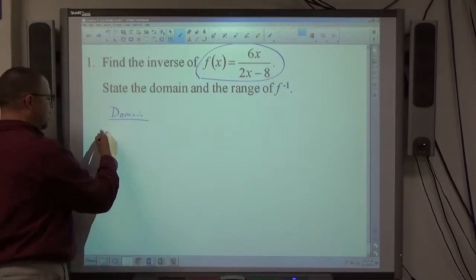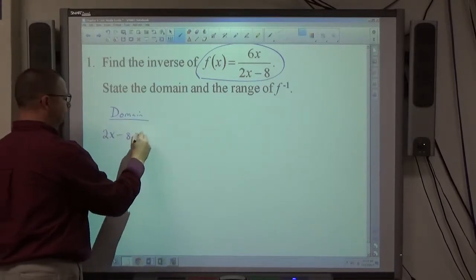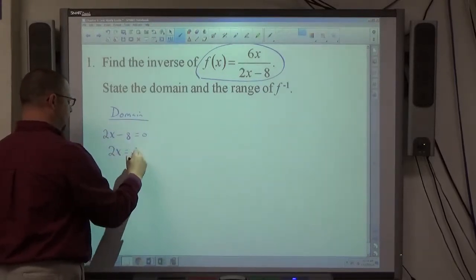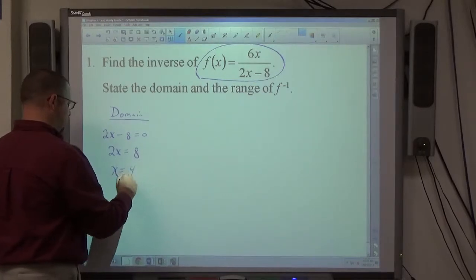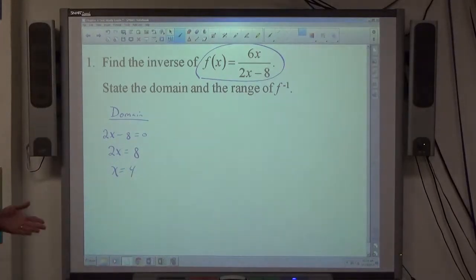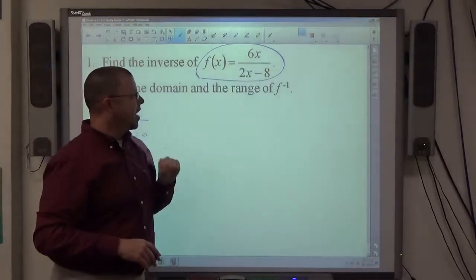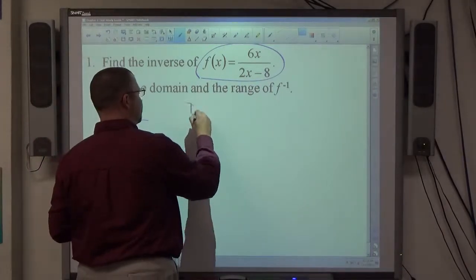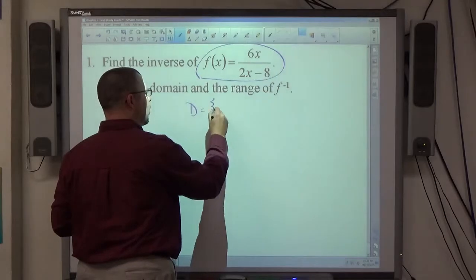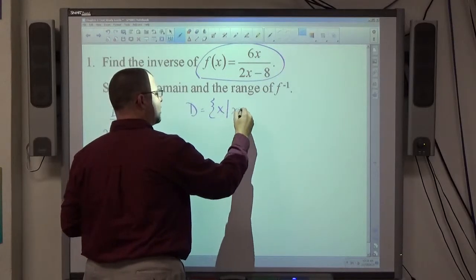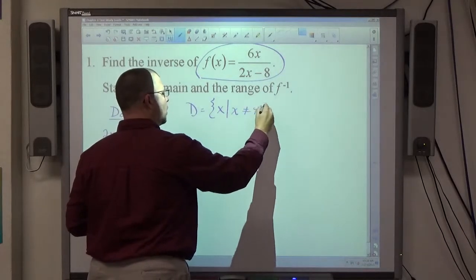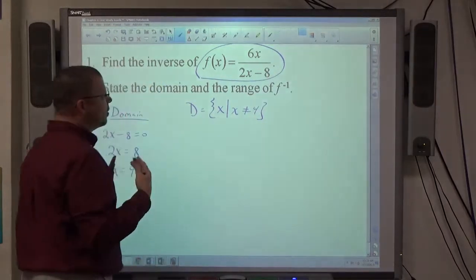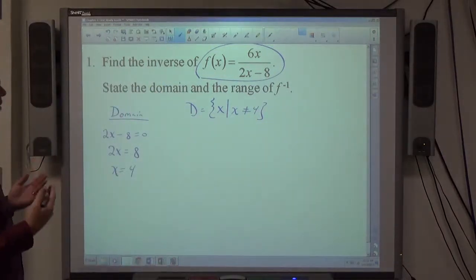we're going to set the denominator equal to 0. And we find out that if x equals 4, the denominator equals 0. We can also see if I put 4 into the numerator, it does not create 0, so it won't be a hole. It's just going to be a value where x is not equal to that. So the domain of f of x is equal to the set of all x values such that x does not equal 4.